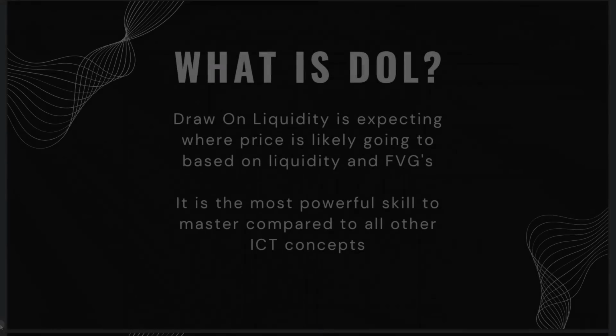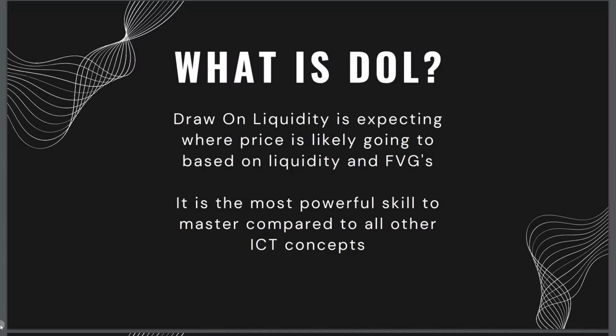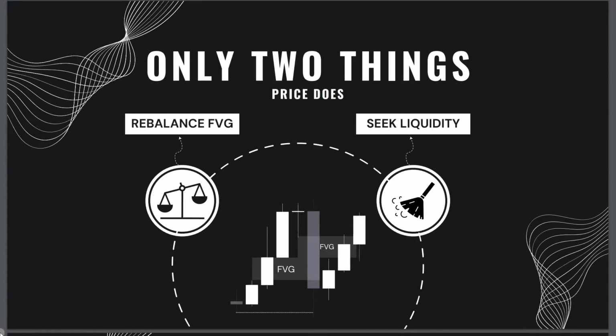Let's continue. So starting with what is a draw on liquidity. It is expecting where price is likely going to based on liquidity and fair value gap. And in my opinion, this is the most powerful skill to have compared to all other ICT concepts. After this video, you'll be able to expect where price is going to. And if price is going higher, where is it retracing to before going higher? And the same for lower. If price is going lower, where is it going to retrace on the upside before going lower? So you'd be able to predict where the market is going to, and you'll be able to catch some good trades.